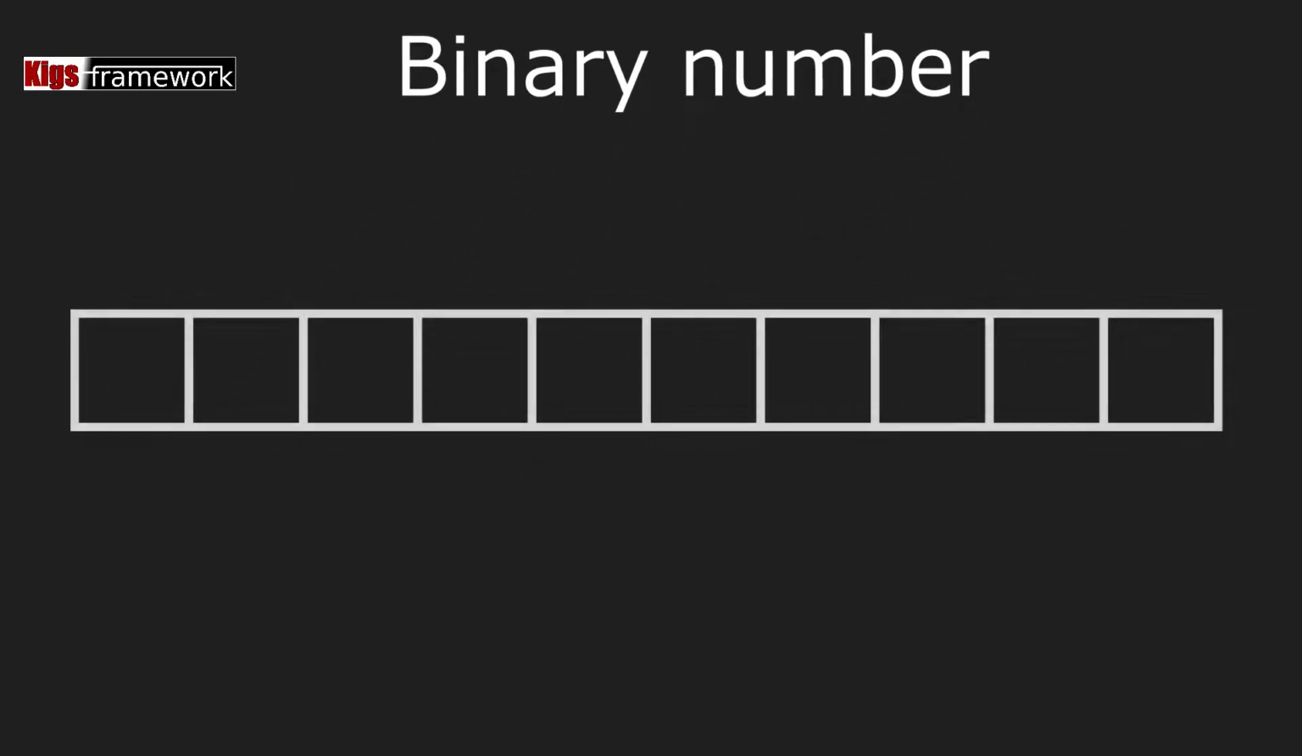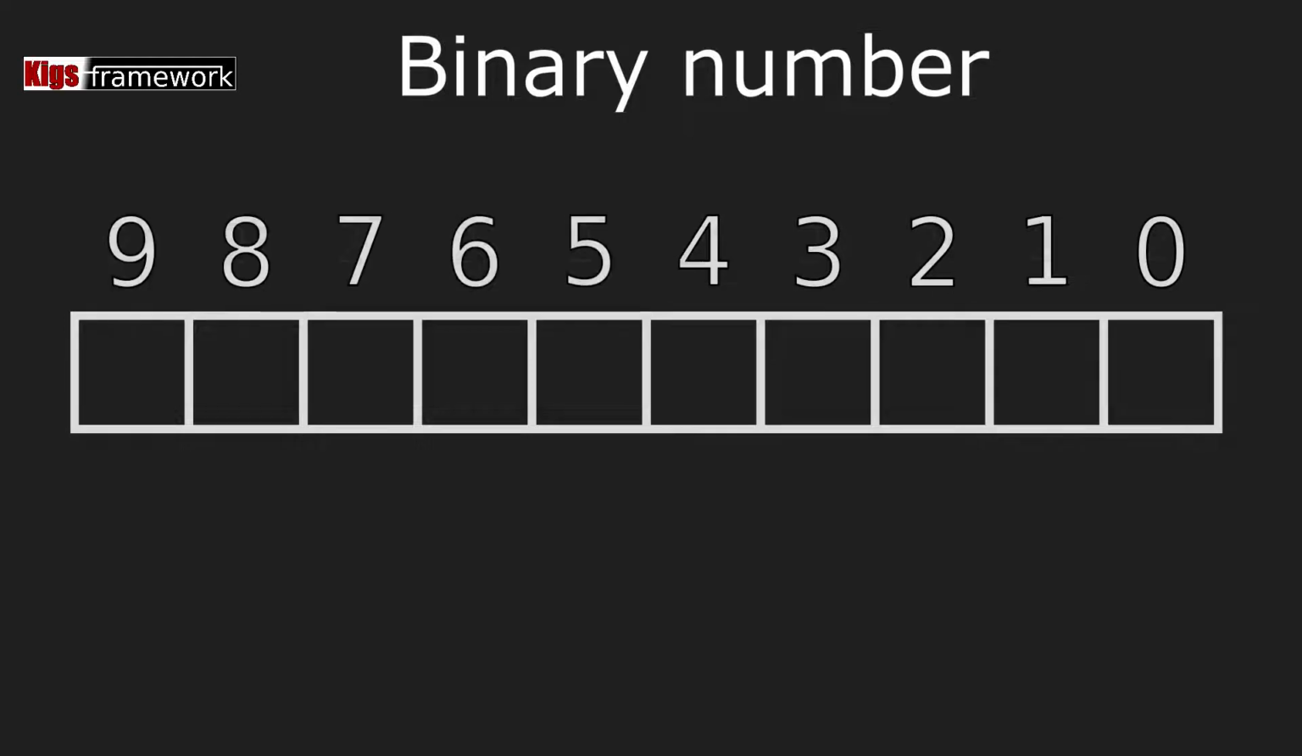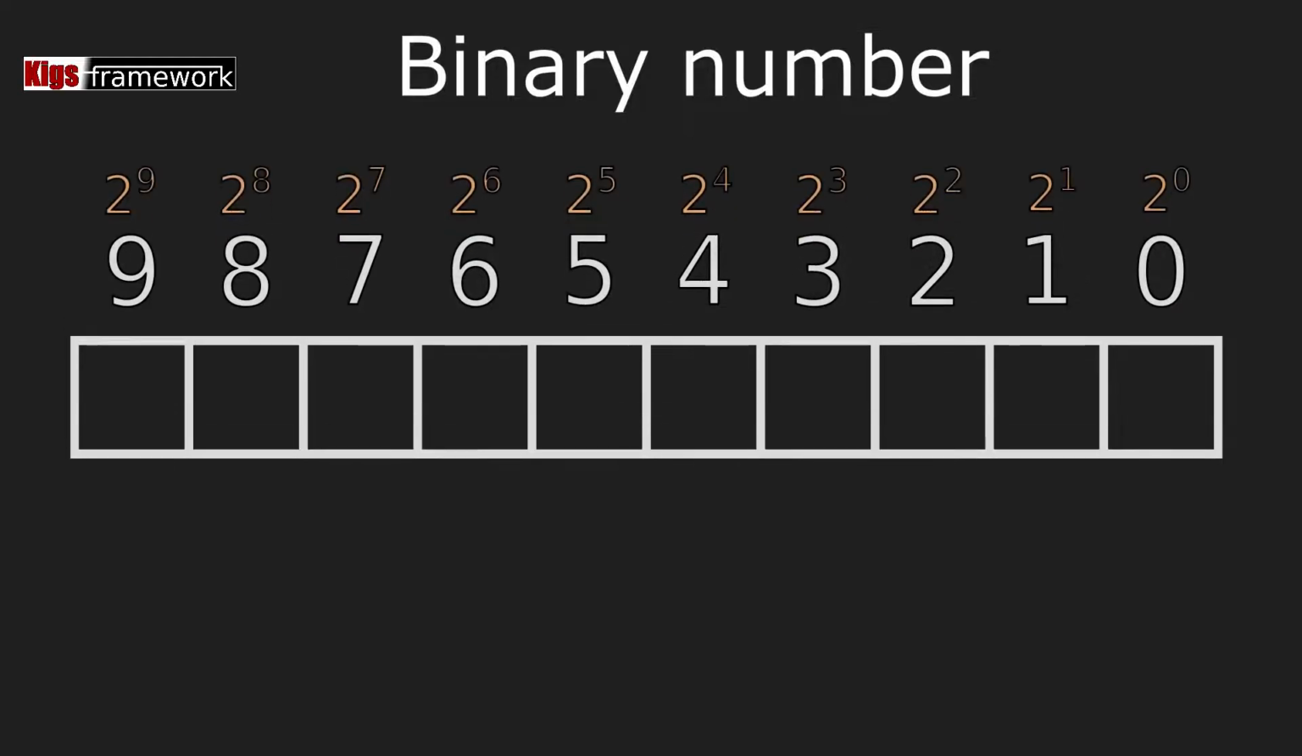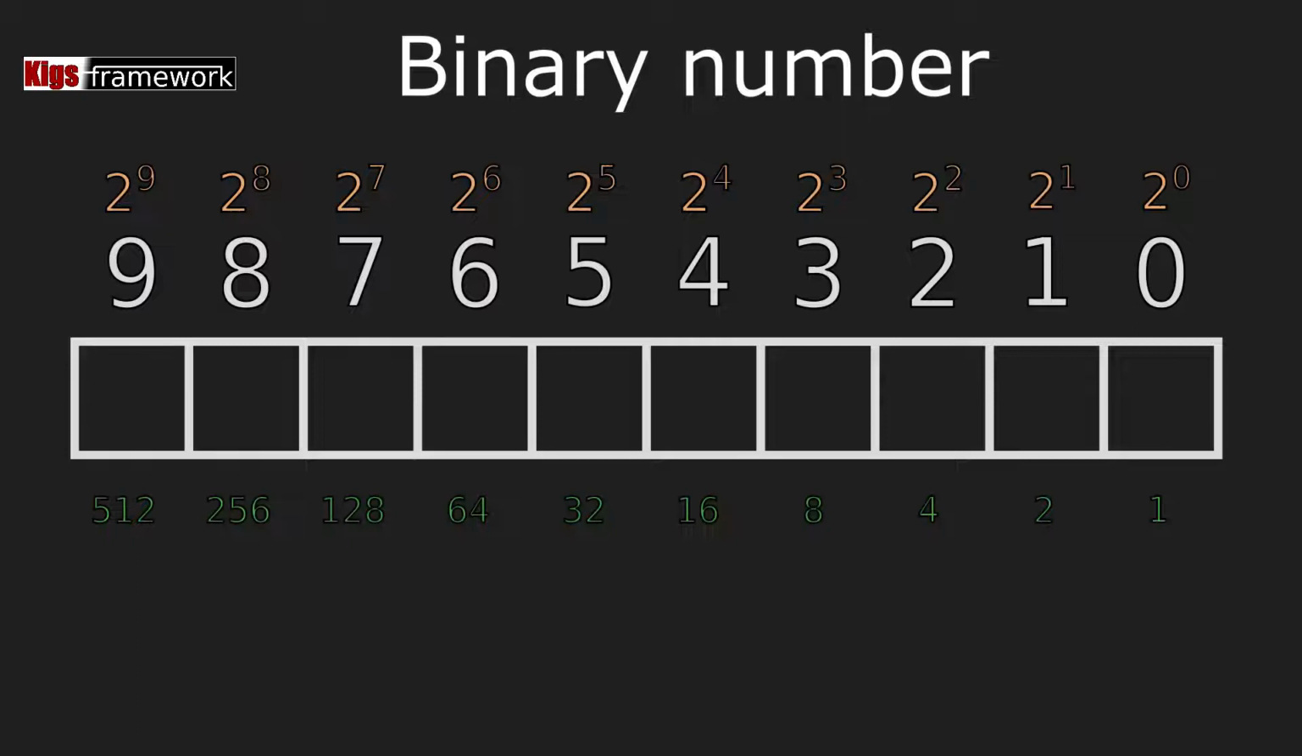Take for example 10 bits. We will start by numbering them from right to left, starting with 0, then 1, 2, up to 9. The value of each bit then corresponds to 2 to the power of the bit number, so from 2 to the power of 0 to 2 to the power of 9 in our case. 2 to the power of 0 is 1, 2 to the power of 1 is 2, 2 to the power of 2 is 4, etc.